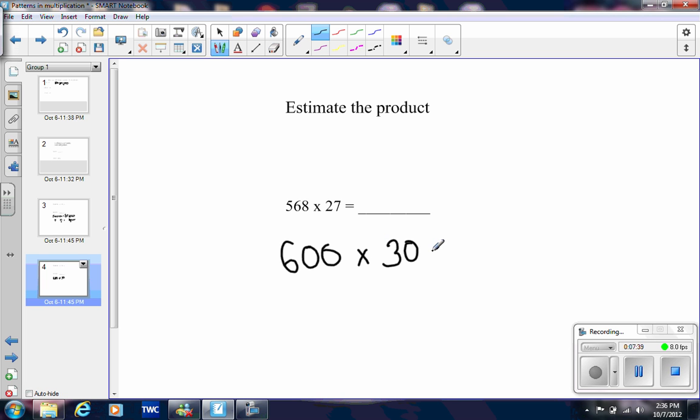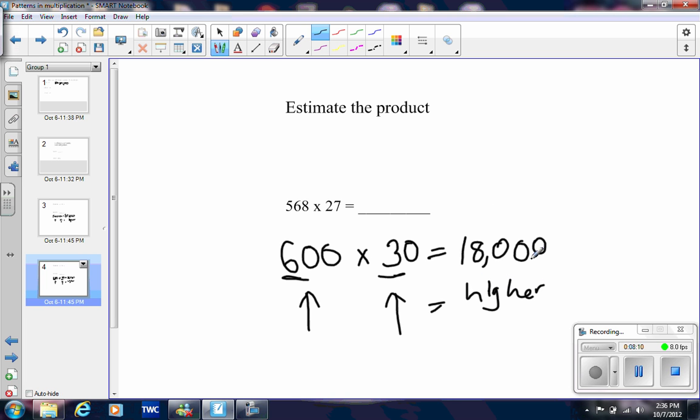6 times 3 is 18. I got that 6 and then 3 from these numbers right here. And then I got 1, 2, 3 zeros. So my estimate for this is 18,000. And again, this is something where I rounded up from 568 to 600, up from 27 to 30. This estimate is higher than the real answer. I should end up getting something less than 18,000 when I find the exact answer.